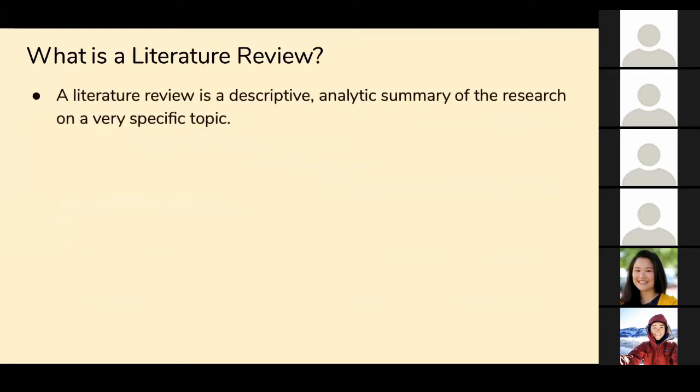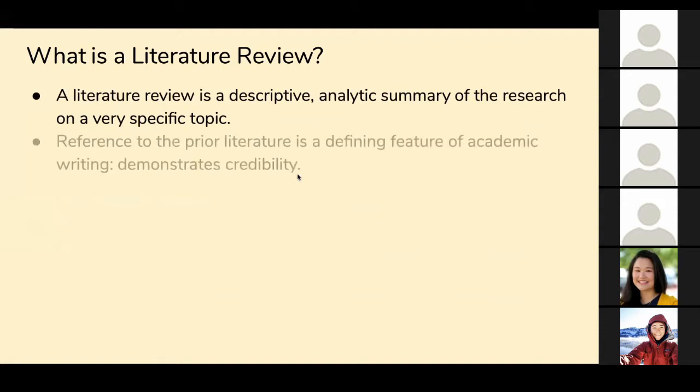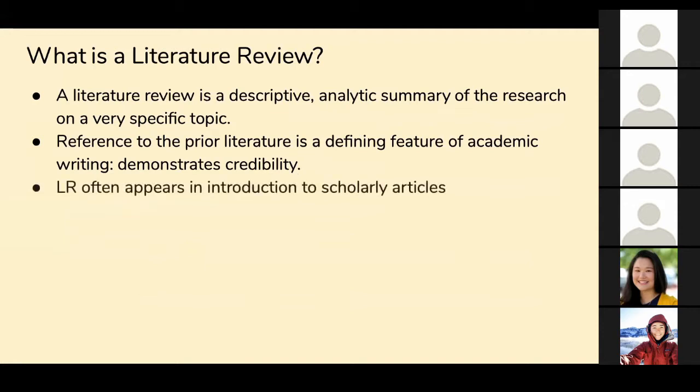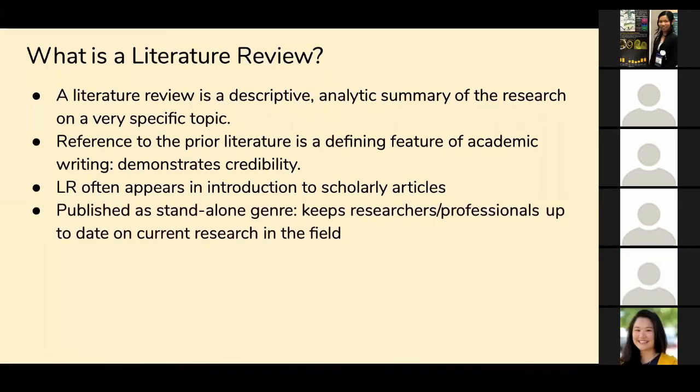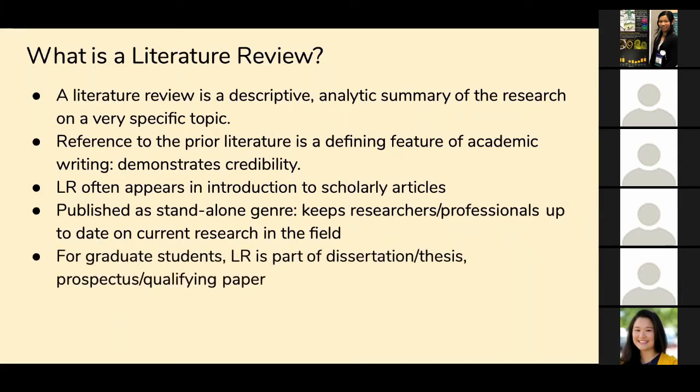A literature review is a descriptive analytic summary of the research on a very specific topic. The reference to the prior literature is a defining feature of academic writing. It demonstrates your credibility. Lit reviews often appear in introductions to scholarly articles, research articles. I'm sure you've all seen that. They're also published as standalone genres to keep researchers and professionals up to date on current research in the field. And for graduate students, the lit review is part of a dissertation or thesis, prospectus, or qualifying paper.